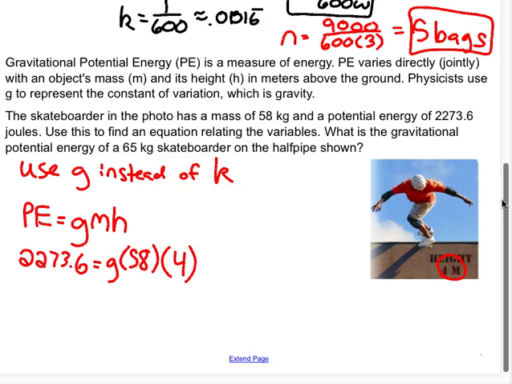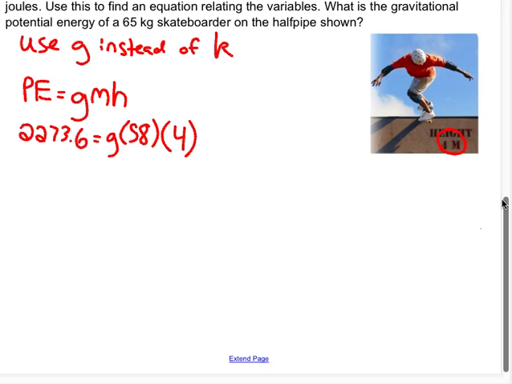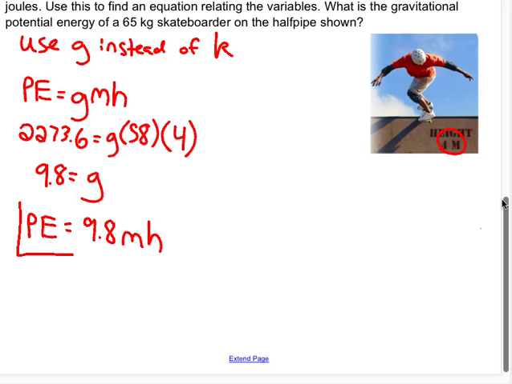So we filled in everything, and now we want to find G. All right, well, that means we have to divide off the 58, and divide off the 4. When we do that, we get the gravitational energy, or that constant of variation, is 9.8. Again, those of you who have taken physics, that number is actually very meaningful. You've seen it before. So it means gravitational potential energy is 9.8 times mass times height.